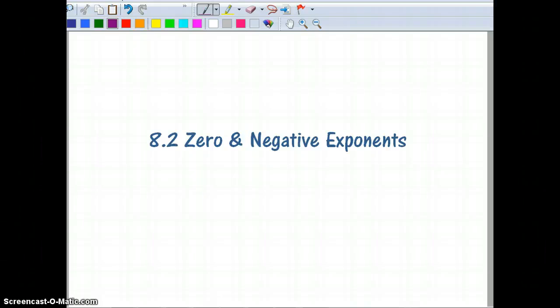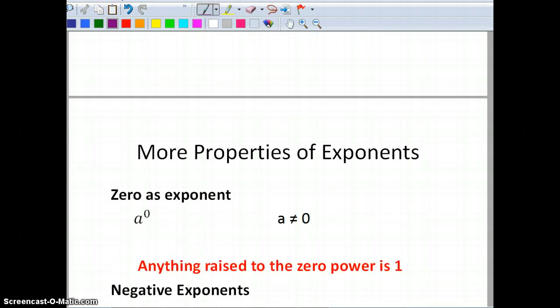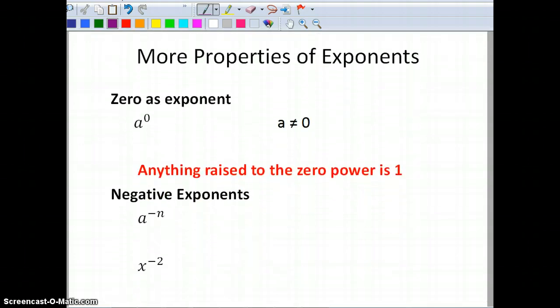Okay, this is section 8.2, zero and negative exponents. So today we're going to continue looking at more properties of exponents, one of which is the zero as an exponent. Now anything raised to the zero power is going to give you 1 as long as your base is not 0. So when I have a to the 0 power, well, that's going to give me 1. And you can check this on your calculator as well.